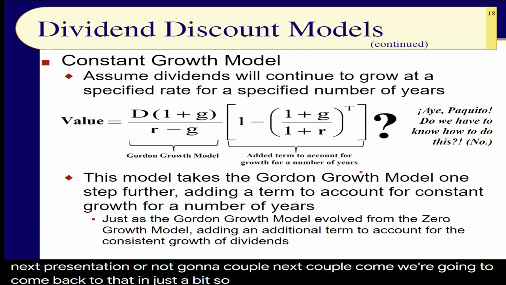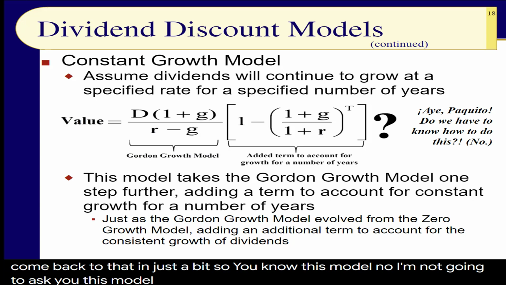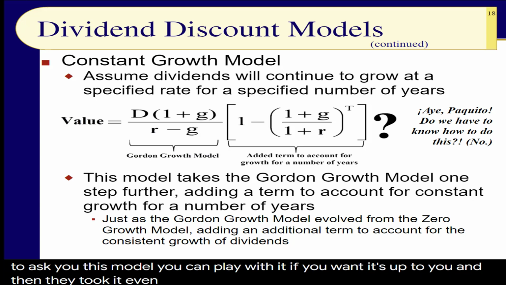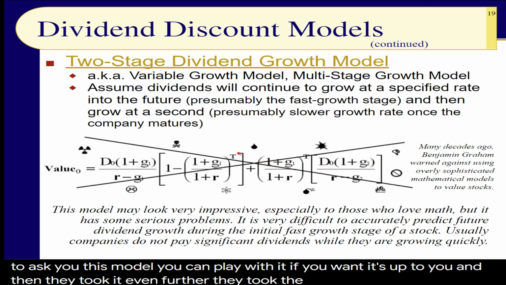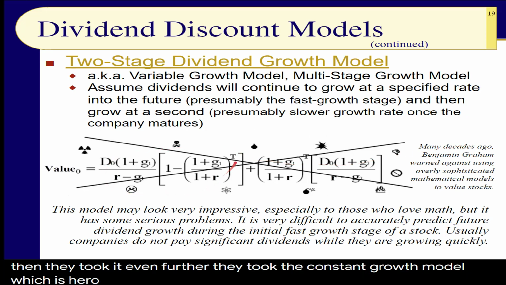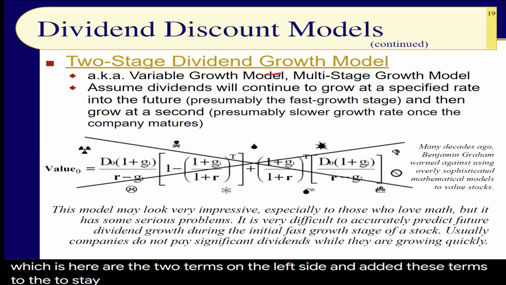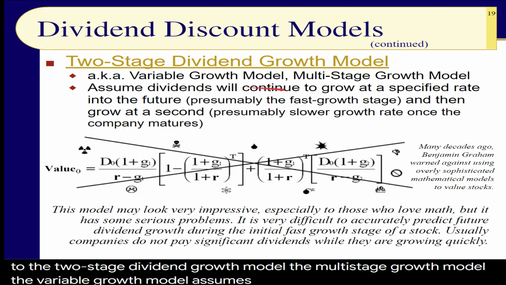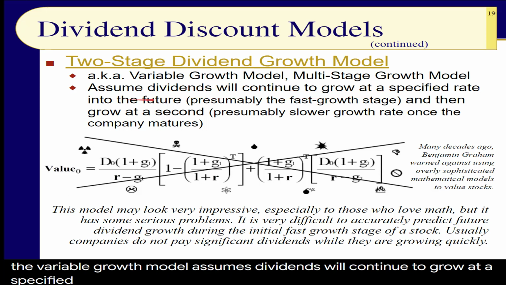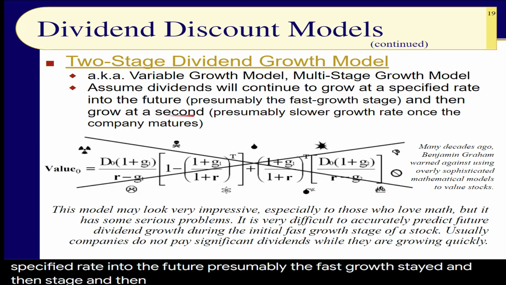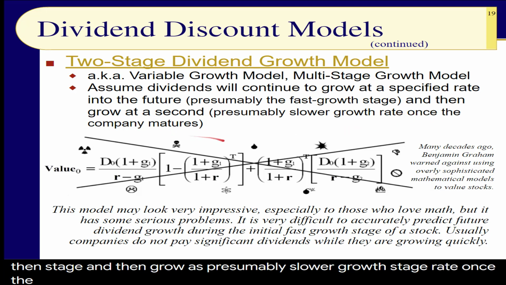Do we have to know this model? No. I'm not going to ask you this model. You can play with it if you want. It's up to you. And then they took it even further. They took the constant growth model, which is here, the two terms on the left side, and added these terms, the two-stage dividend growth model, the multi-stage growth model, the variable growth model, assumes dividends will continue to grow at a specified rate into the future, presumably the fast growth stage, and then grow at a second, presumably slower growth stage rate once the company matures.